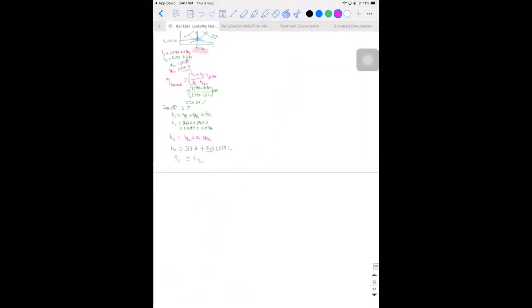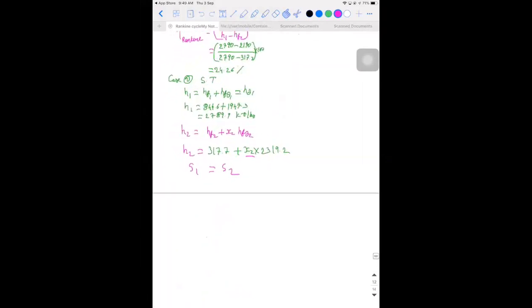And now let us use what is S1. At state 1, S1 is equal to, what is S1, sir? Yes, SF1 plus X1 SFG1, but no need to write this one, because it is a dry saturated steam. SFG1 is also equal to SG1 at 15 bar. So what is the value here?